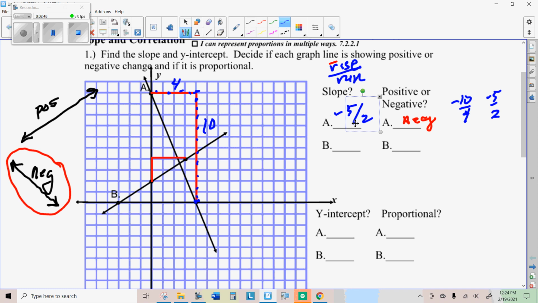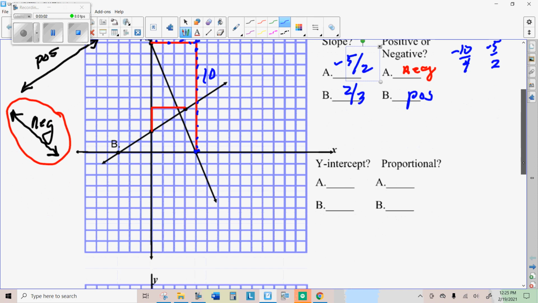All right, so use the lines I drew on graph B to find that slope. Now graph B was a positive slope. So you could just leave that as a positive number, and then we know it's a positive slope.